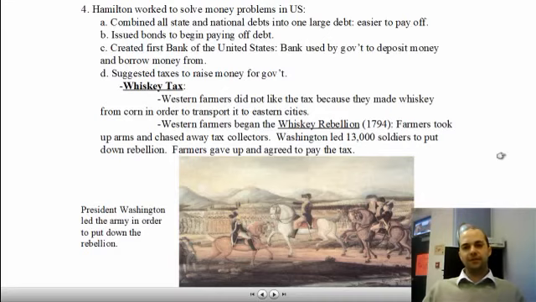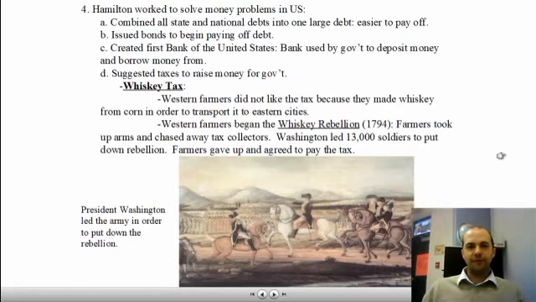They hold that near and dear to their hearts. So the gist is this: Western farmers didn't like this whiskey tax because they made their corn into whiskey to sell to eastern cities. Whiskey was kind of like today we have bottled water. Back in 1794, whiskey was extremely important to those Western farmers to make a living. It was cheaper, it was easier to transport to eastern cities, and they could make a lot of money off of it. So in 1794, Western farmers began the Whiskey Rebellion.